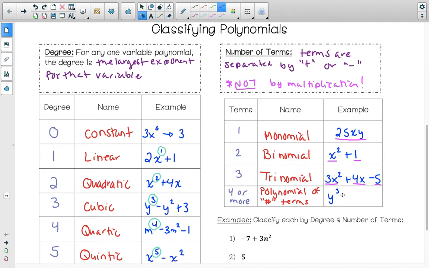Y cubed minus y squared plus 2y plus 5. Because I cannot combine any of these terms, this is a cube, square, linear, and constant, I do not have a way to combine them. So I figure out how many terms there are. I have a number or a variable until a minus sign, that's 1. Then I have another one, that's 2. Then plus sign, 3. Then another plus sign, 4. This is called a polynomial of 4 terms. I would write this out as polynomial of 4 terms.